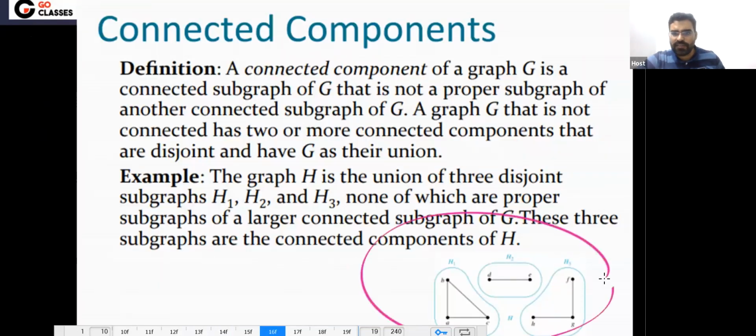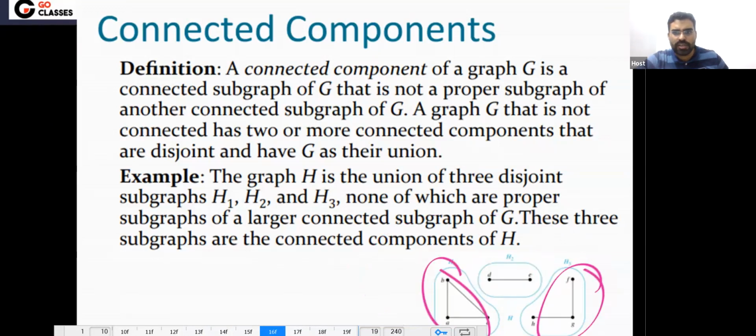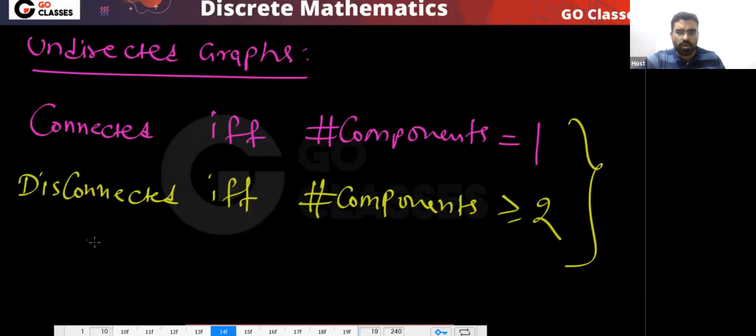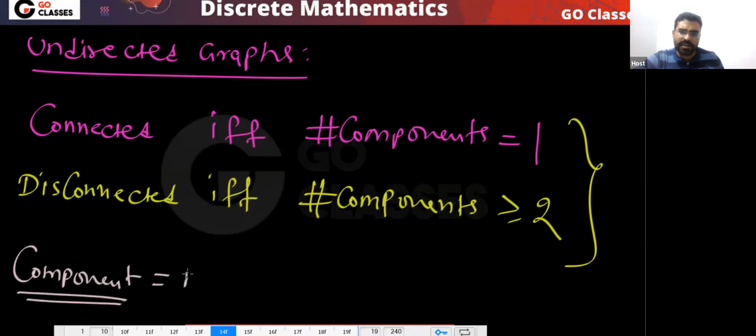In this graph, how many components do you have? Total 3 components. You can notice this is a component, this is a component, this is a component. So total 3 components in this graph. So a connected component is basically a maximal connected subgraph. You know this concept. What is a component? A component is basically a maximal connected subgraph.